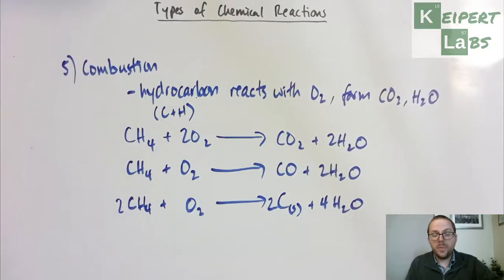Okay, so we've looked at the 5 different types of chemical reactions we come across: combination or synthesis, decomposition, single replacement, double replacement, and combustion. Hopefully you will have noticed by now that the synthesis and decomposition reactions are kind of the reverse of one another, that generally speaking they work in opposite ways.